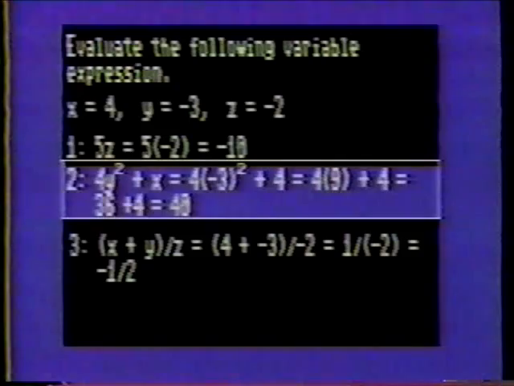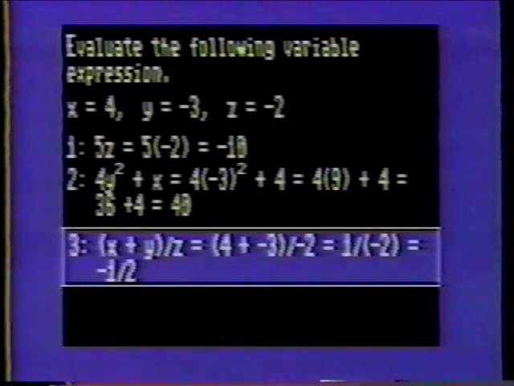Number 2, 4 times y squared plus x. Let y equal negative 3 and x equal 4. The problem now reads 4 times negative 3 squared plus 4. Negative 3 squared is 9, and 4 times 9 is 36. 36 plus 4 is 40.